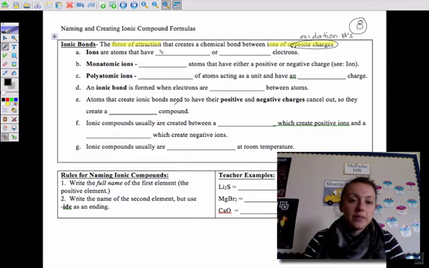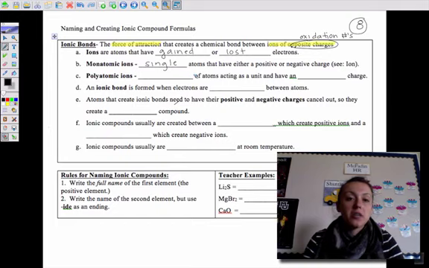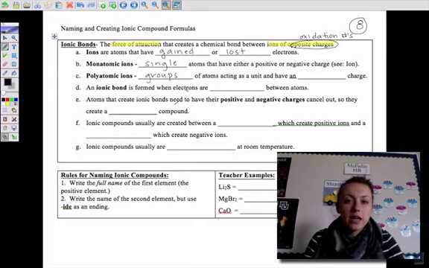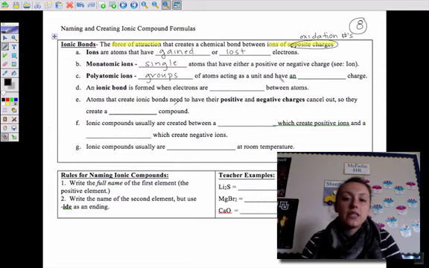So ions are atoms that have gained or lost electrons, which is what we've been talking about with anions and cations. Monatomic ions are single atoms that have either a positive or a negative charge. So when we talk about an ion, we're actually talking about a monatomic, like mono is one. Now polyatomic ions are groups of atoms acting as a unit. So remember how we were talking about that hydroxide? That's a polyatomic ion. That O and the H, that oxygen, hydrogen, are bonded and are acting as a unit, and they have an overall charge.